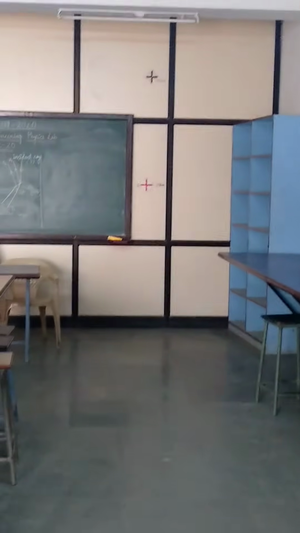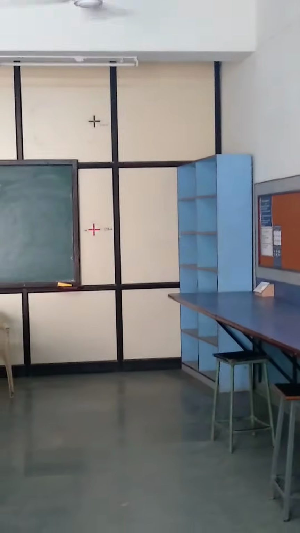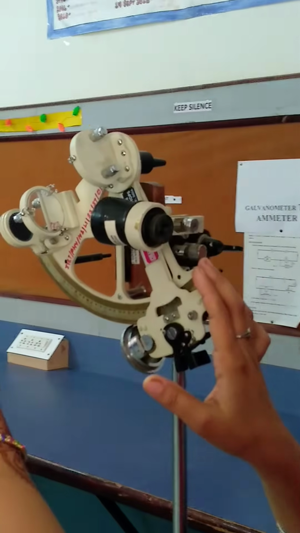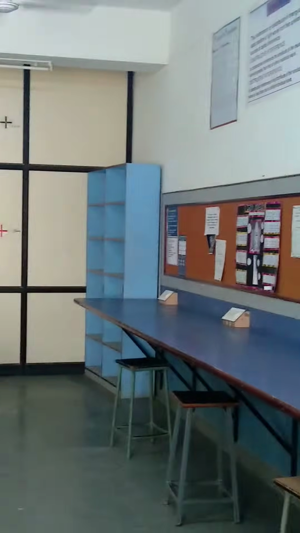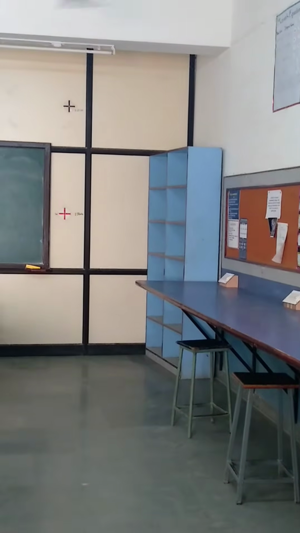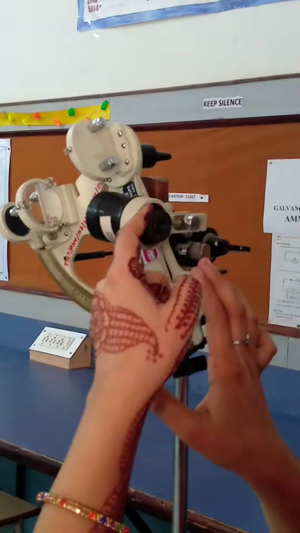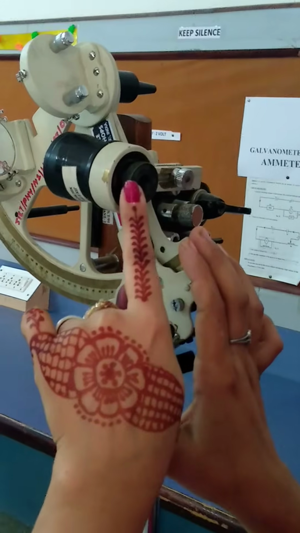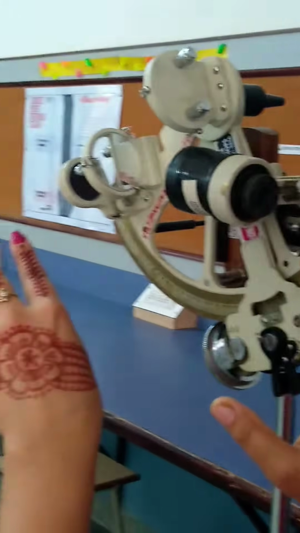Now the first part of the experiment is we have to find the error of this instrument, whether this instrument has some error or not. To check this, through this telescope we'll observe that reference mark, and in this telescope, when you see, you will see two marks.